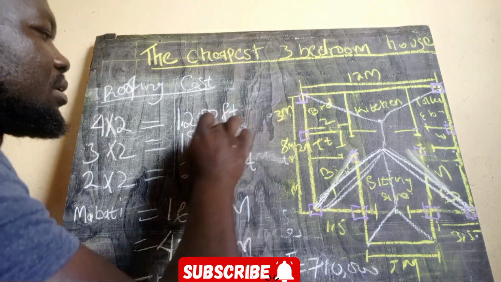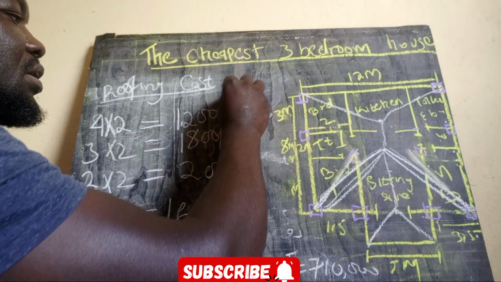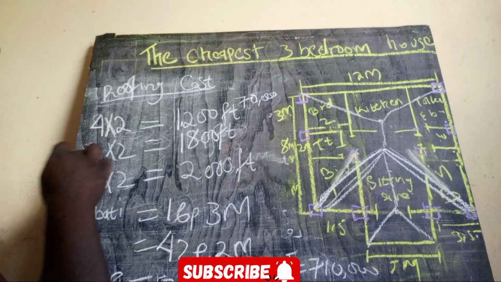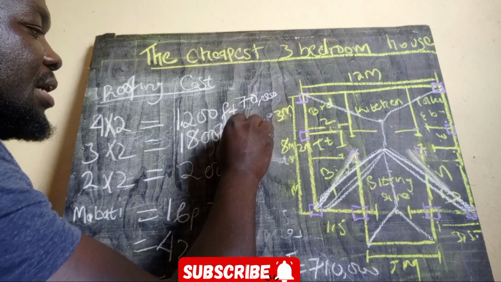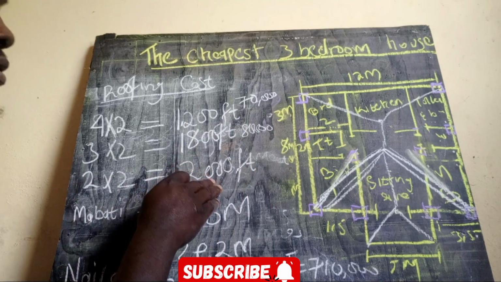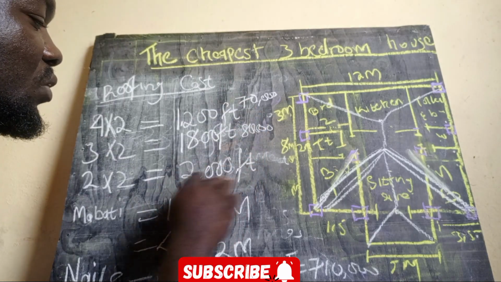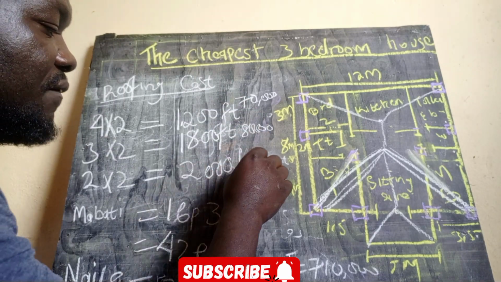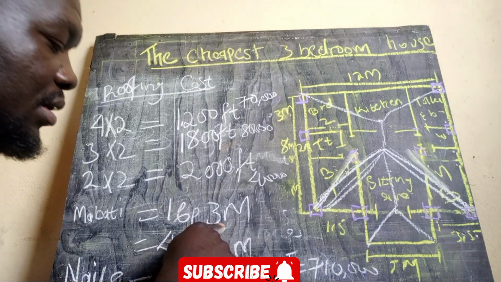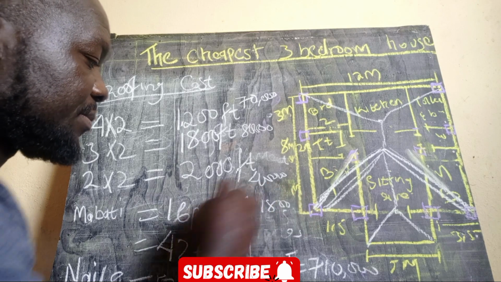So this will cost you around 70,000. 3 by 2 goes for around 80,000. 2 by 2 goes for 30 shillings or 25 shillings, so this will cost you around 40,000. Mabati 3 meter box profile will cost you around 1800.